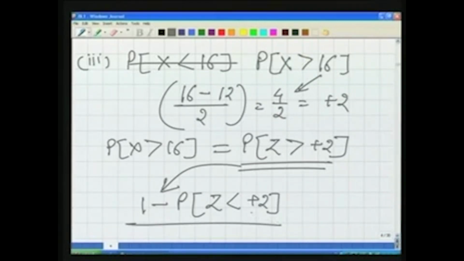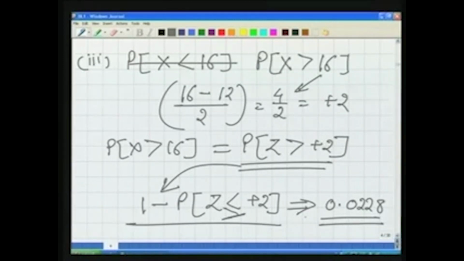We will now find from the table the value corresponding to this, and you please determine it and find the answer. The answer for this problem should be 0.0228. So, you try to find this answer using the table. We have seen use of the table. One more thing here, because we are writing Z is more than plus 2, we should write here less than or equal to, so that mathematically this is okay. Please find this answer.